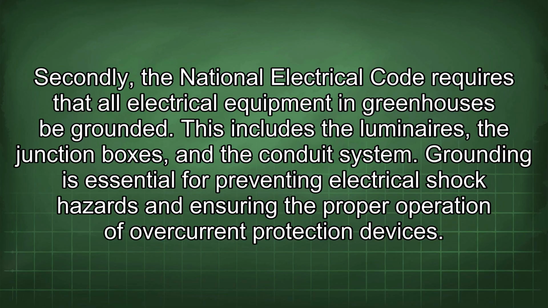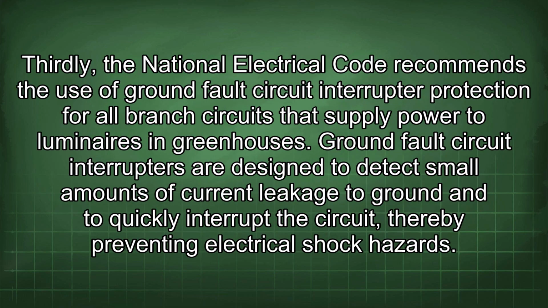Secondly, the National Electrical Code requires that all electrical equipment in greenhouses be grounded. This includes the luminaires, the junction boxes, and the conduit system. Grounding is essential for preventing electrical shock hazards and ensuring the proper operation of overcurrent protection devices. Thirdly, the National Electrical Code recommends the use of ground fault circuit interrupter protection for all branch circuits that supply power to luminaires in greenhouses.